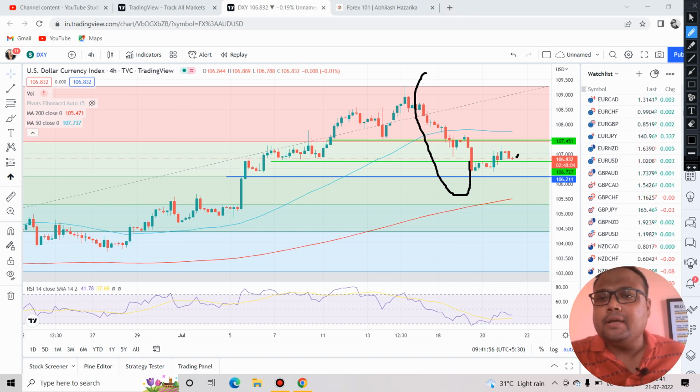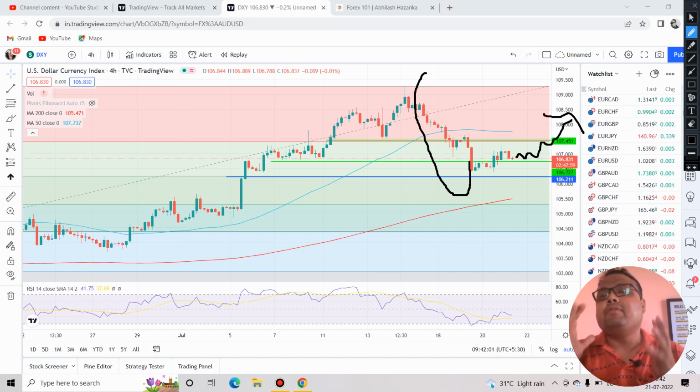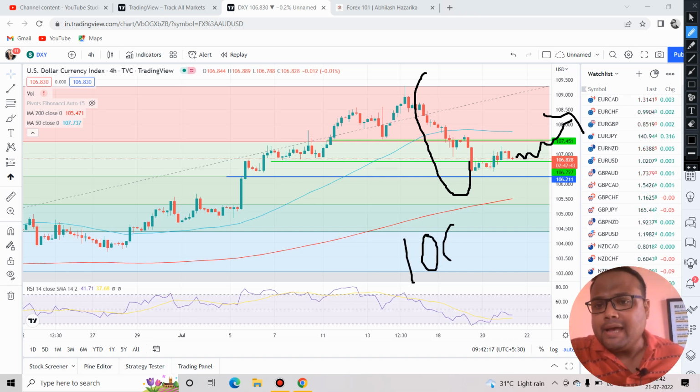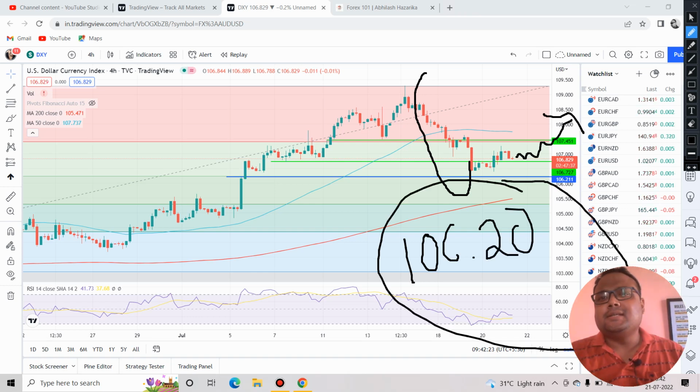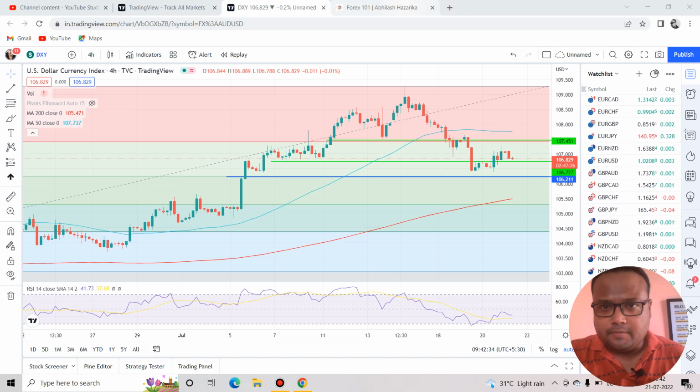So if DXY starts going up again, or if it continues the uptrend again, then obviously we will see pressure on the chart of Euro USD, GBP USD and other USD pairs. But again, if we see the correction continuing on the chart of DXY, then yes, the next important support for DXY will be at the 106.20 level. Okay, so there is not much volatility or craziness going on the chart of DXY. Simply we can see that DXY is trying to recover after this correction.